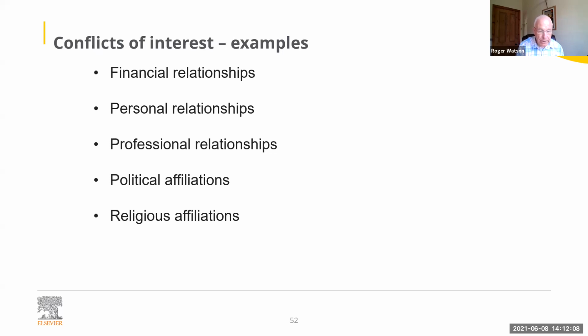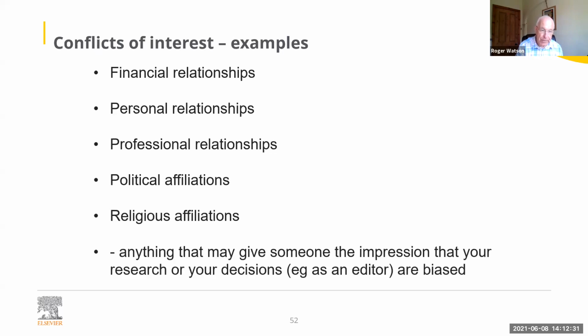Religious and moral matters are not neutral. Examples would include things like abortion and evolution. So, you know, if your religious affiliations are likely to have altered your interpretation, then that's another potential conflict of interest. But we could sit here for the rest of the day speaking about conflicts of interest. There are just so many of them.